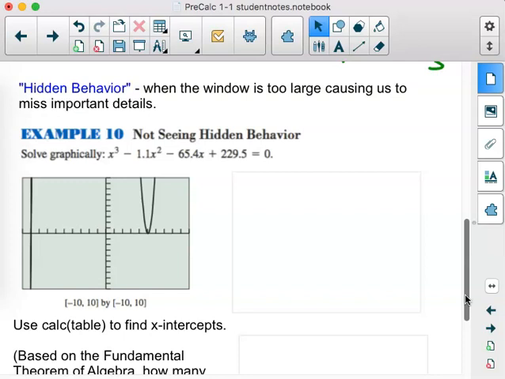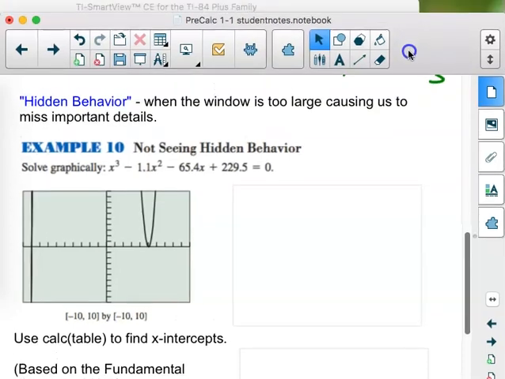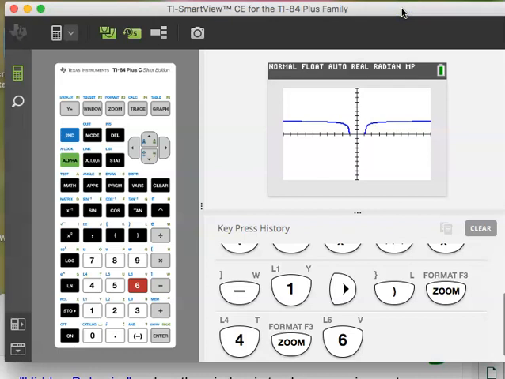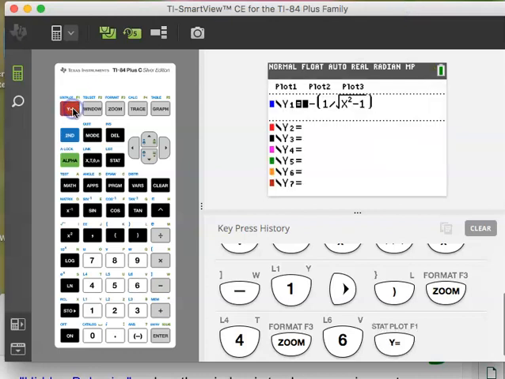and it's when the window is too large, so we can't see all the details that are there. So we're supposed to solve graphically this little monster here with all these wonderful decimals in it. Let's get it into our graphing calculator, and then we'll take a peek. First of all, we know that one's not going to be factorable. It's a mess with all those decimals in there. So we would have to try the graphing calculator.